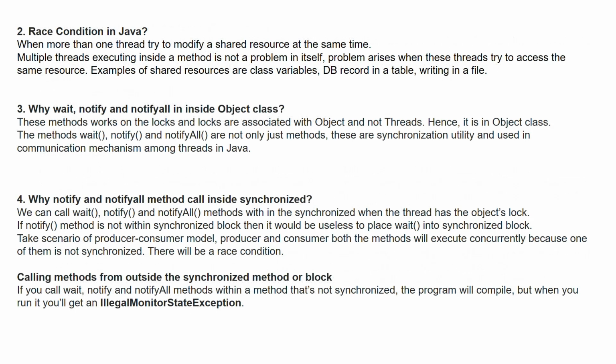2. Race condition in Java. When more than one thread tries to modify a shared resource at the same time. Multiple threads executing inside a method is not a problem in itself. The problem arises when these threads try to access the same resource. Examples of shared resources are class variables, a DB record in a table, writing in a file.